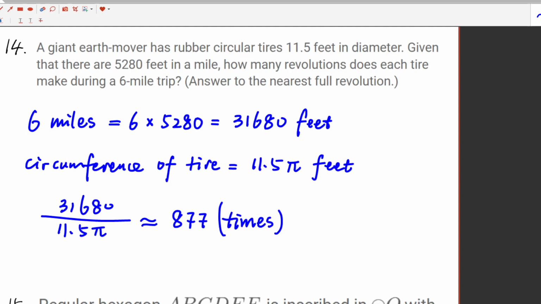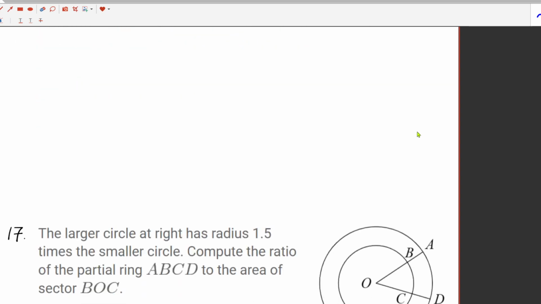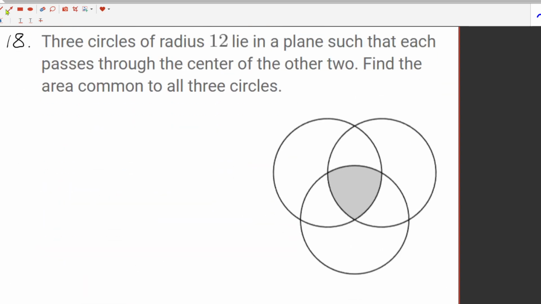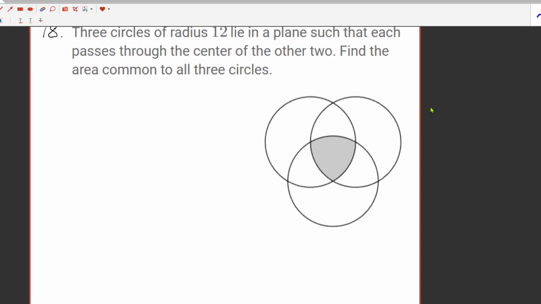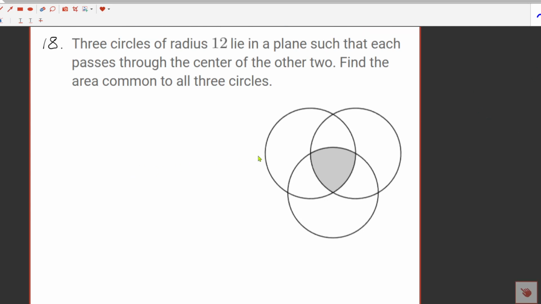Okay, the next question I'd like to talk about is question 18. So here we have 3 circles of radius 12 lie in a plane such that each passes through the center of the other 2. Find the area common to all 3 circles. Okay, first of all, let's label some points. So let the centers of the circles be A, B, and C to facilitate our discussion below.